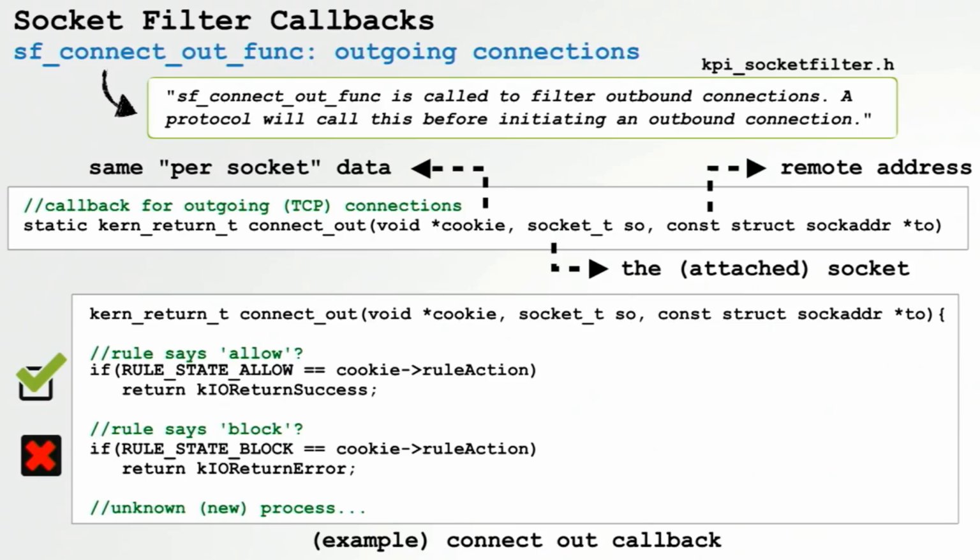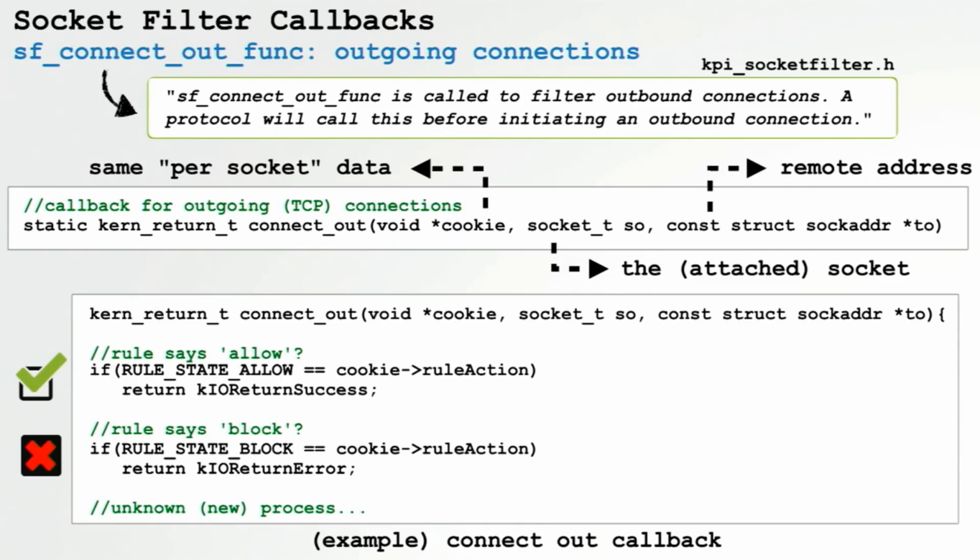Next up is the connect out callback, and this will be called by the operating system anytime a socket attempts to initiate an outgoing connection. It takes that same cookie parameter, which we've set to either allow, block, or ask, the socket, and then the remote address that the socket is trying to connect to, so we can examine the endpoint. Now if we've previously set the action to allow, we just return OK from this function. This tells the operating system we're cool with this and it should be allowed. If we want to block this, we just return an error from this callback, and this will tell the operating system to block or deny the connection.